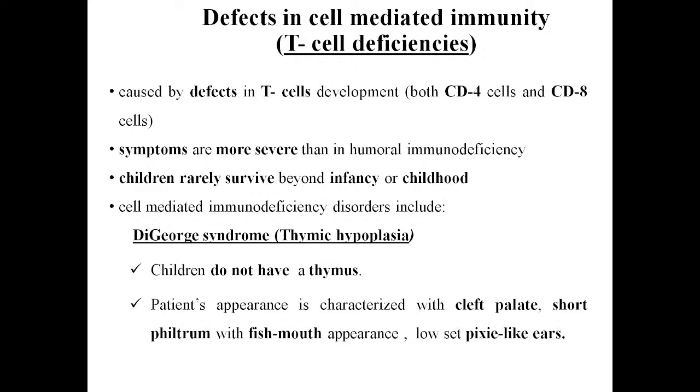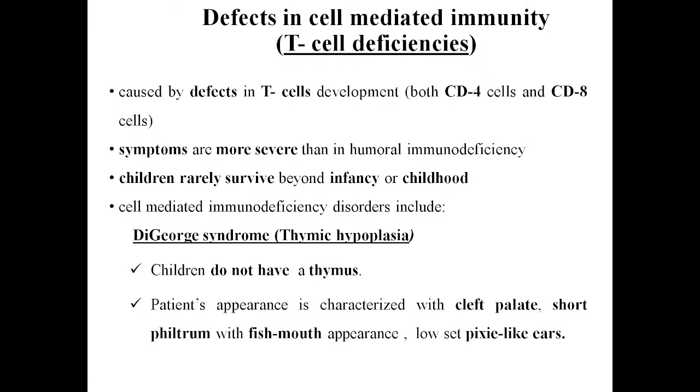Symptoms in T cell deficiencies are more severe than in humoral immunodeficiency. Children rarely survive beyond infancy or childhood. They live just a short period. Cell-mediated immunodeficiency disorders include such disease as DiGeorge syndrome. DiGeorge syndrome, or another name of this disease, is thymic hypoplasia. From this name of the disease, you may understand that children don't have a thymus. They are born without a thymus.